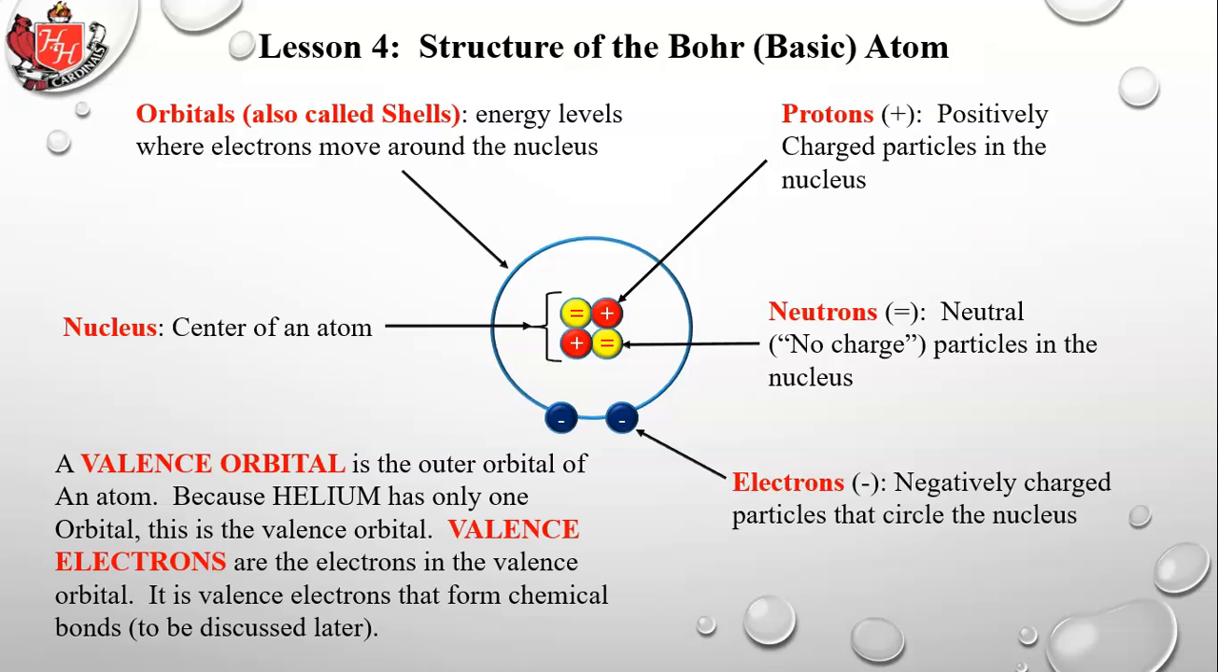It is the valence electrons that form chemical bonds, to be discussed later. So the valence electrons, that's where the action is. That's where the frontline foot soldiers are. Those are the electrons that come in contact with other atoms, and that's when chemical bonds are formed. So this word valence electron, you'll be hearing almost every day in this class. It's one of the most important concepts of the structure of an atom. What holds the protons in the nucleus?